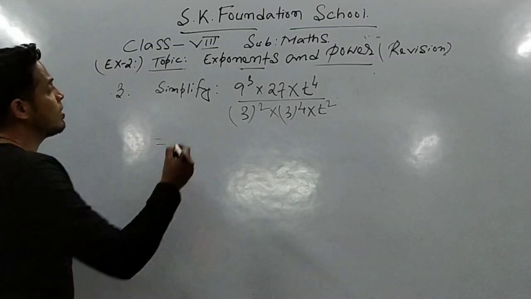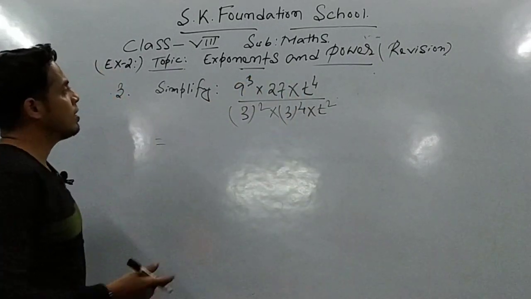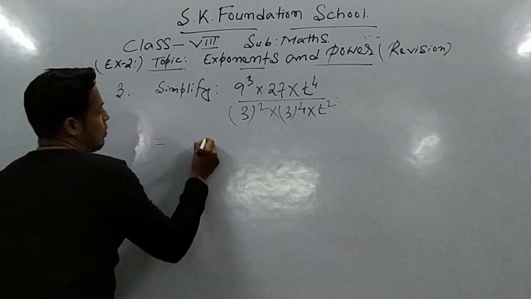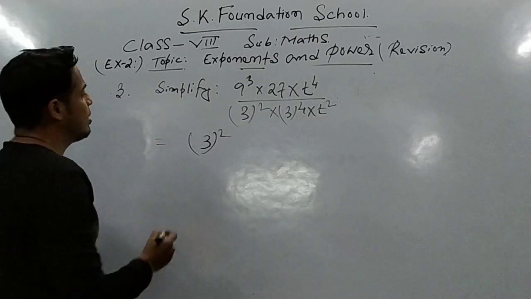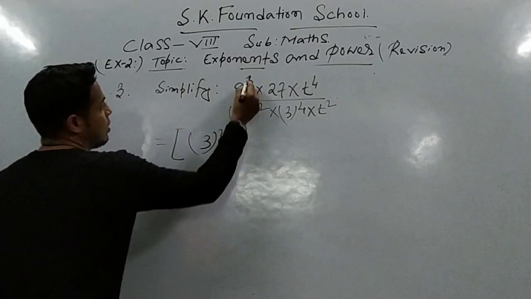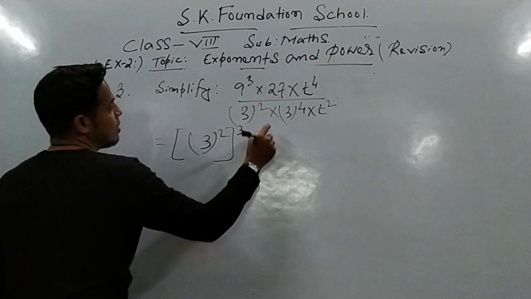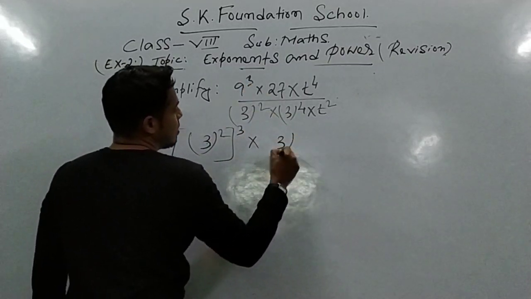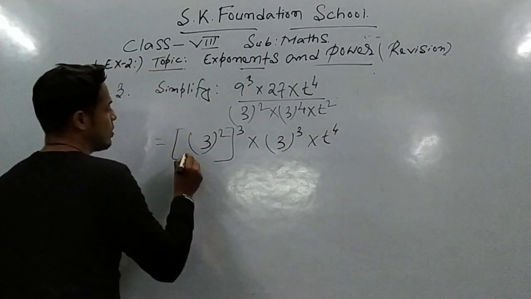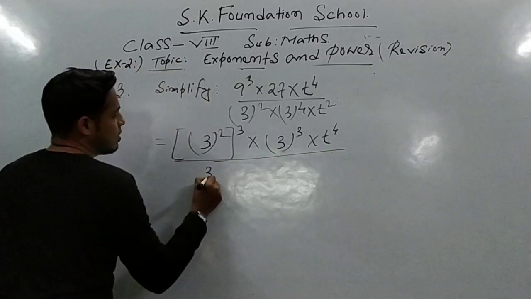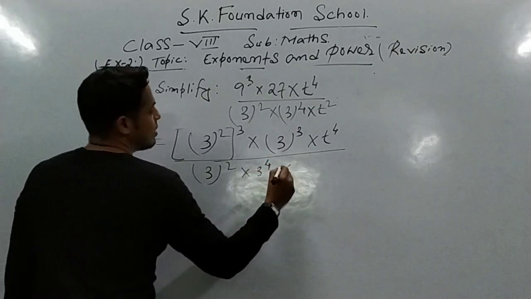So look at here, this is the numerator part and this is the denominator part. Okay, so 9 cube, first we are going to represent this 9 as square of 3, and it also contains 1 cube. So this one 3 square means 9 and this 3. Okay, 27 means cube of 3, and this one t to the power 4. Okay, the denominator contains 3 square, this one 3 to the power 4 and t square.